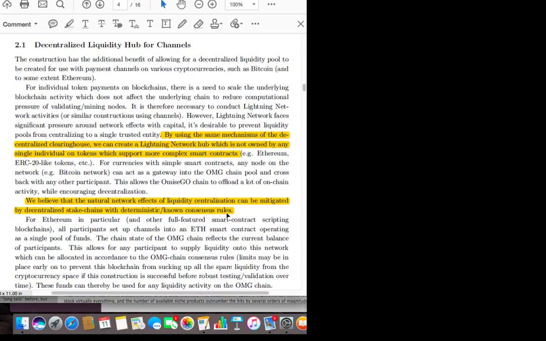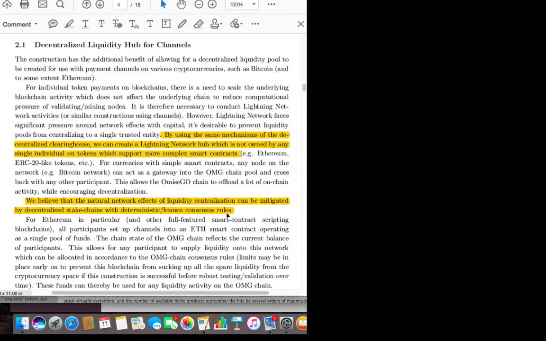And then they go on to talk about, though, that this faces pressure around network effects with capital. It's desirable to prevent liquidity pools from centralizing to a single trusted entity. So again, they're trying to balance the centralized versus decentralized issues.